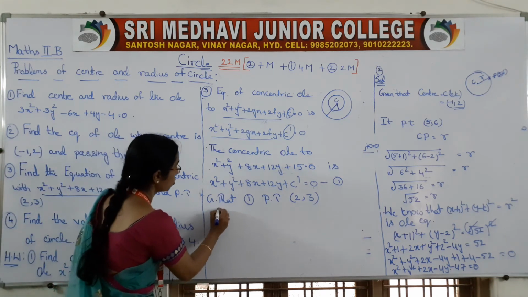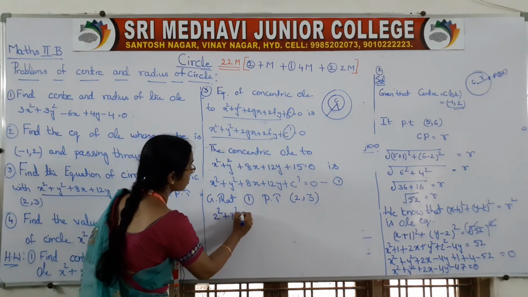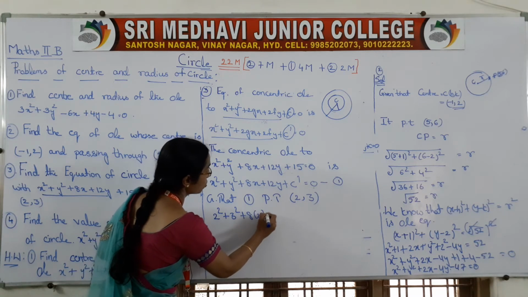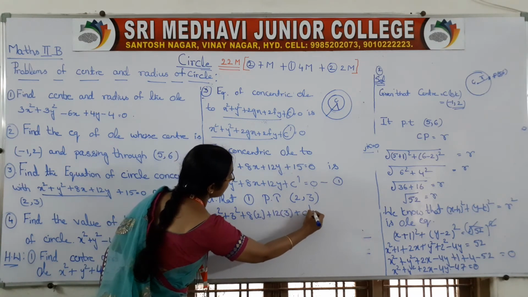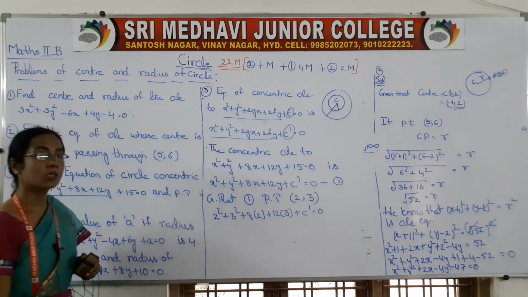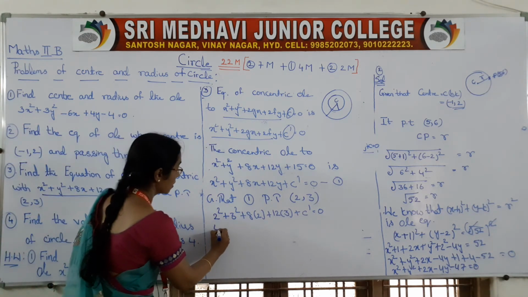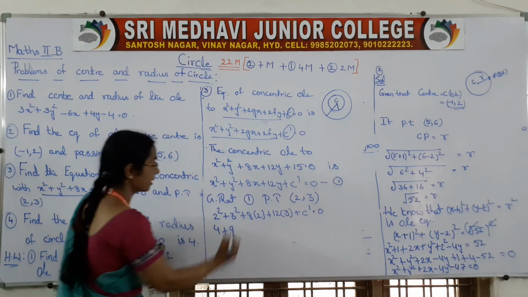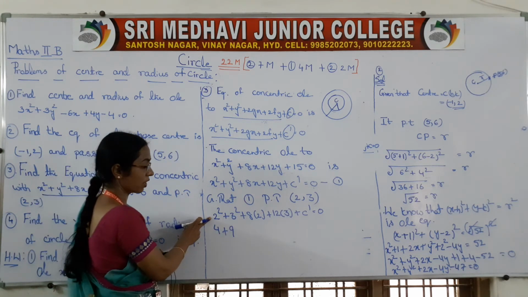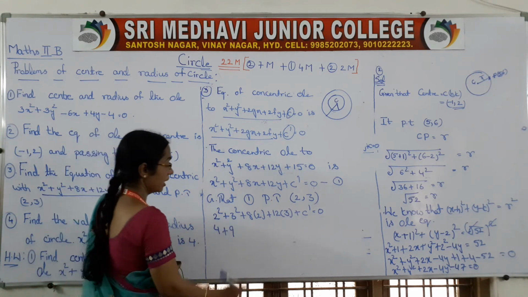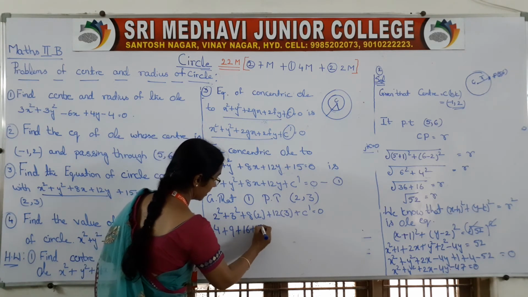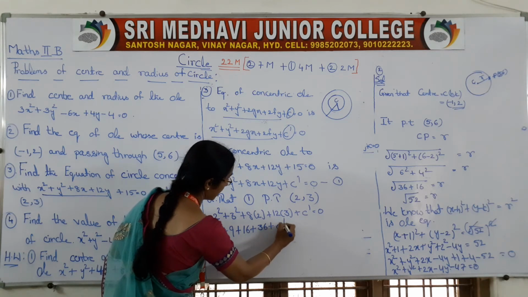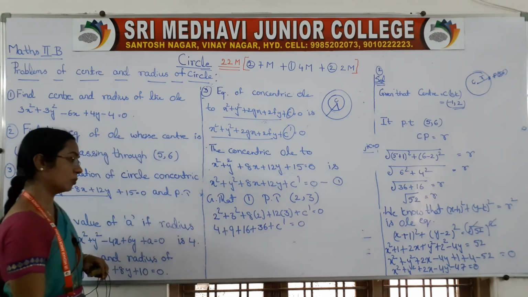So it is 2 square plus 3 square plus 8 into 2 plus 12 into 3 plus c dash is equal to 0. Girls, how did we get 4? 2 square, 2 twos are 4. 3 threes are 9, plus 8 twos are 16, plus 12 threes are 36, plus c dash is equal to 0.